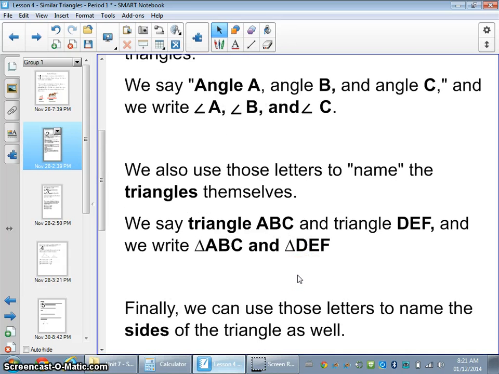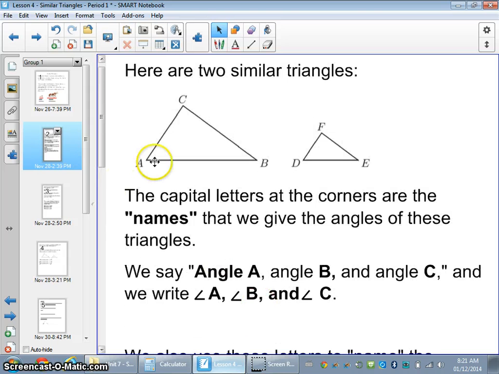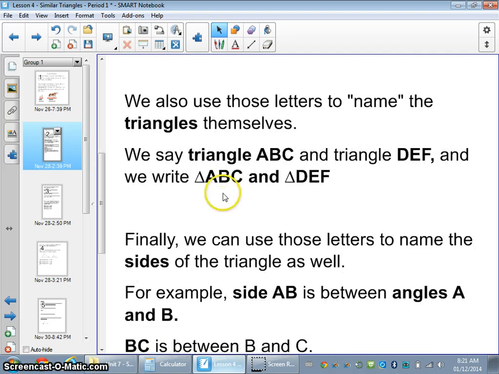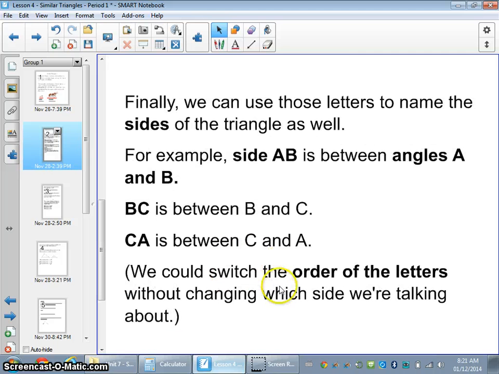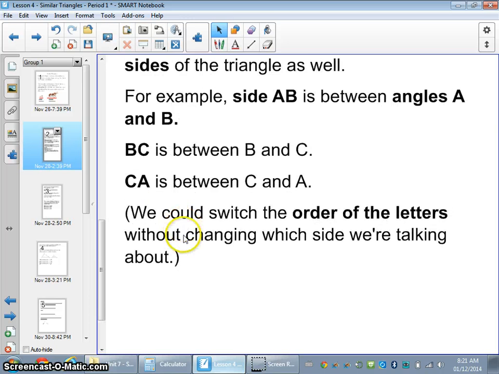And finally, we can use these letters here to also name the sides of the triangle. So for example, this side here, which is the line between A and B, we would call line AB. And this one here would be line BC, and this one would be line CA. So AB is between angles A and B, BC between B and C, CA is between C and A. So we could switch the order of the letters without changing which side we're talking about. So we could call this one AC, this one could be CB. Again, that's just telling us which two angles the line is between.